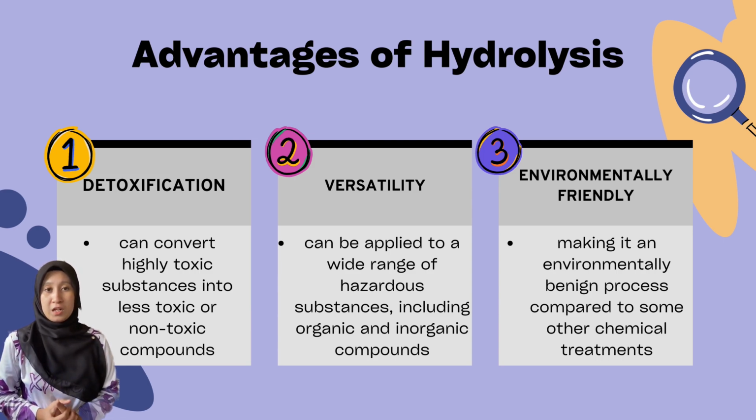The first one, detoxification. Hydrolysis can convert highly toxic substances into less toxic or non-toxic compounds, making the waste safer to handle and dispose of. The next one is versatility. This method can be applied to a wide range of hazardous substances, including organic and inorganic compounds. The last one is environmentally friendly. Hydrolysis typically uses water and mild conditions, making it an environmentally benign process compared to some other chemical treatments.